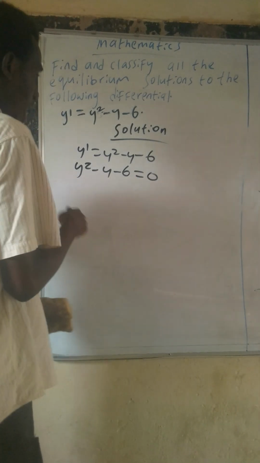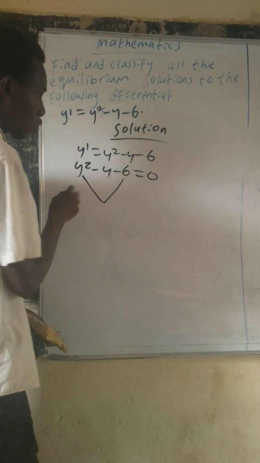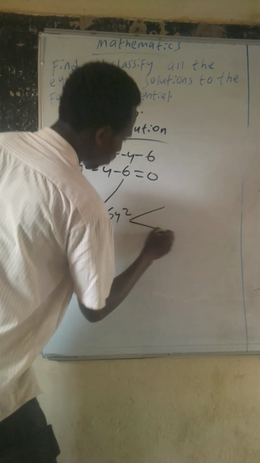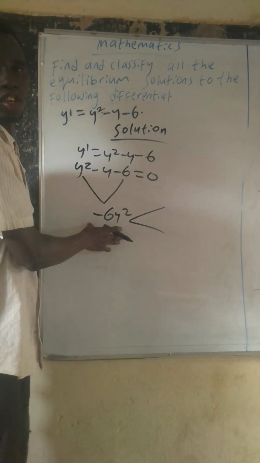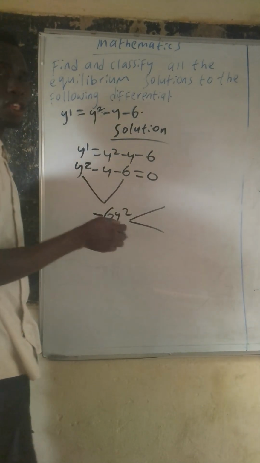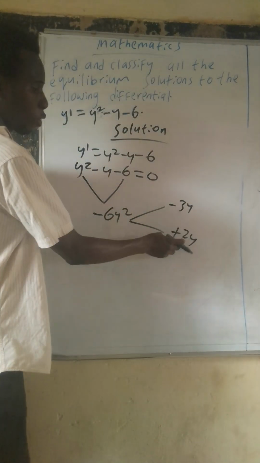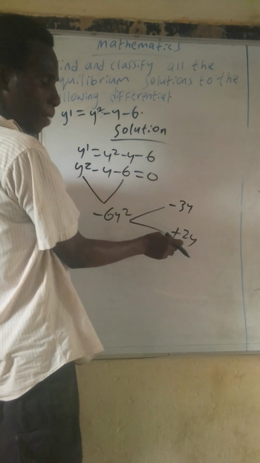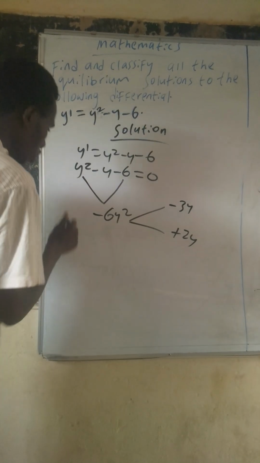So how are we going to solve it? y squared multiplied by minus 6 is minus 6y squared. Now we're going to get two terms that when we multiply them, give us minus 6y squared, and when we add them, give us minus y. So what are the terms? It is minus 3y plus 2y. Minus 3y plus 2y is minus y. And at the same time, minus 3y multiplied by plus 2y gives us minus 6y squared.